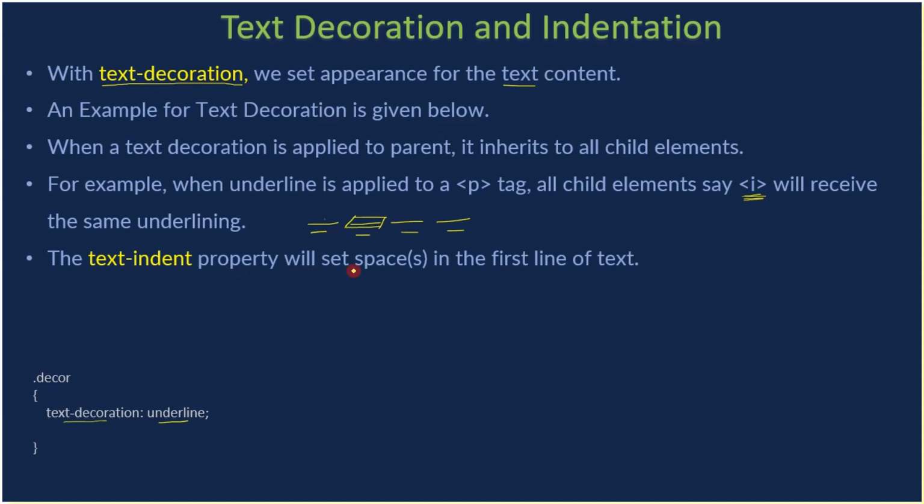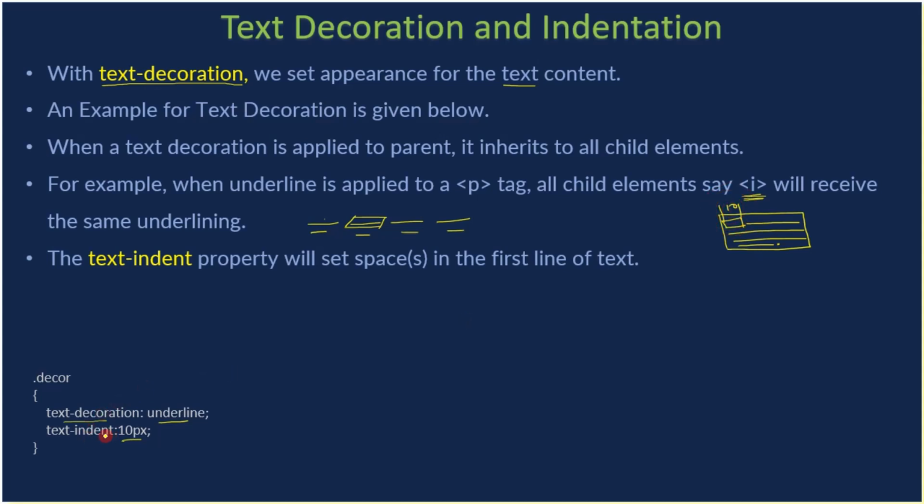The text indent property will set spaces in the first line of text. When a paragraph goes over multiple lines, this text indent will be useful. So text indent 10 pixel means, let's say in a div tag you have a paragraph and the very first line will get indented, and after that the paragraph will go like this, and let's say it is ending here. 10 pixel means here the offset will be 10 pixel.